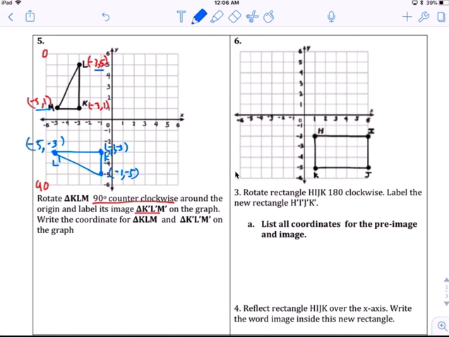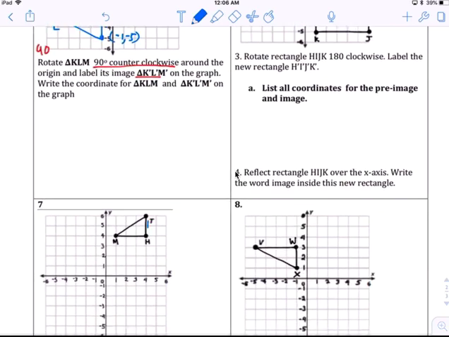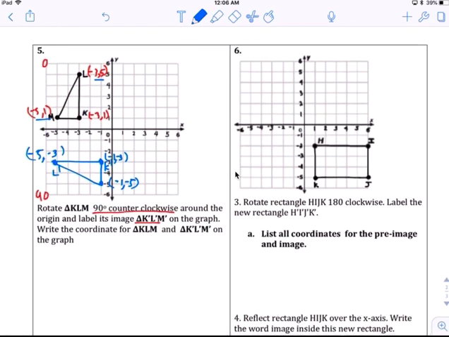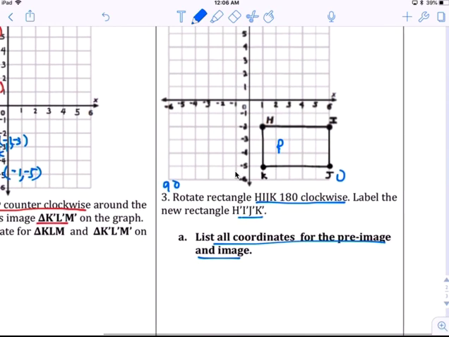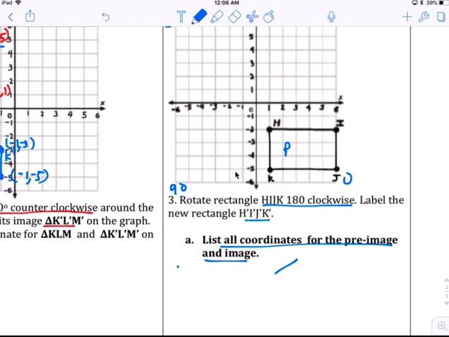Okay. Anything else? No, it's only one thing. Well, your quiz looks a lot like this. Rotate this 180 degrees clockwise, 0, 90, 180. Numbers stay the same. Label H prime, I prime, J prime, and K prime. Okay, the numbers stay the same. List all the coordinates, the pre-image and image. This is the pre-image and image. Okay, let's list all the coordinates. H first.